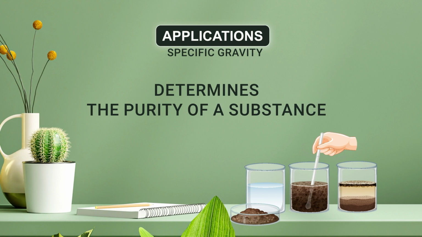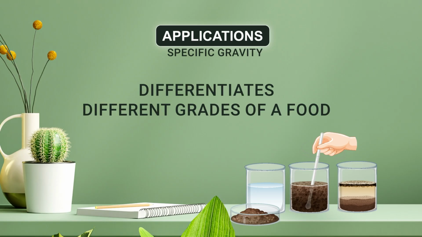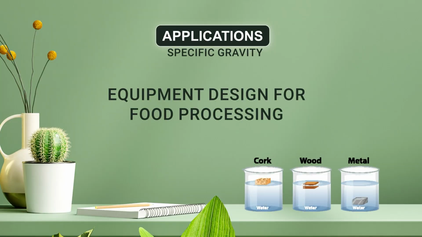Then it determines the purity of the substance and the quality of food. If we know the true density of a food and you are checking its quality, and it is not as per that, that means the food is impure. So for purity also, it can be a parameter. It differentiates different grades of food. Suppose you are buying wheat from different markets; to compare one grade with another, you can use density as the criterion for grading. For the equipment that you design in food processing plants, specific gravity and density are very important. Look at the figure at the bottom.